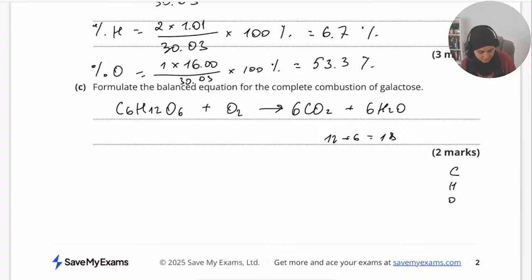And okay, so I need to have 18. I already have 6, and then I have to multiply 2 by something to make it 18. Yes, so something times 2 to make it 18. Well, that something is 6, right? So 6 plus 12 equals 18. I hope that makes sense. Okay, next question.